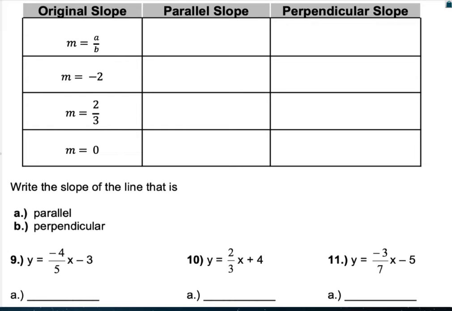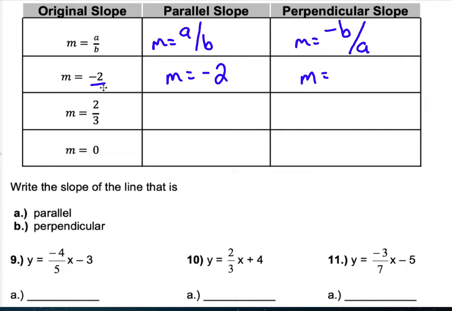So let's see if we can put this into action. If the original slope is a over b, for my parallel one, it's also going to be a over b. It's the exact same slope. For my perpendicular, I'm going to flip it, so b over a, and I'm going to switch the sign, so it's going to become negative. So m equals negative 2. My parallel slope is also going to be negative 2. My perpendicular, instead of negative, is going to be positive. Instead of 2 over 1, it's going to be 1 over 2.